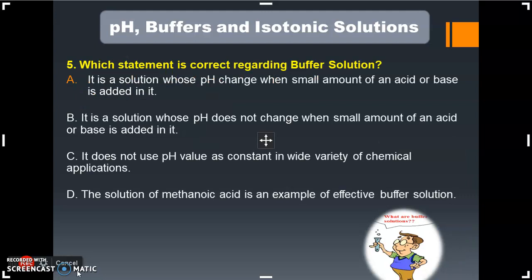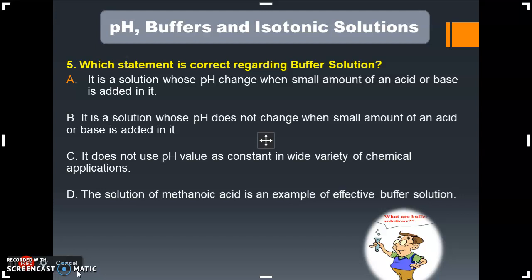Then question number 5. Which statement is correct regarding the buffer solution? Option A, it is a solution whose pH changes when a small amount of acid or base is added into it. Option B, it is a solution whose pH does not change when a small amount of acid or base is added into it. C, it does not use pH as a constant in a wide variety of chemical applications. Option D, the solution of methanoic acid is an example of an effective buffer solution.